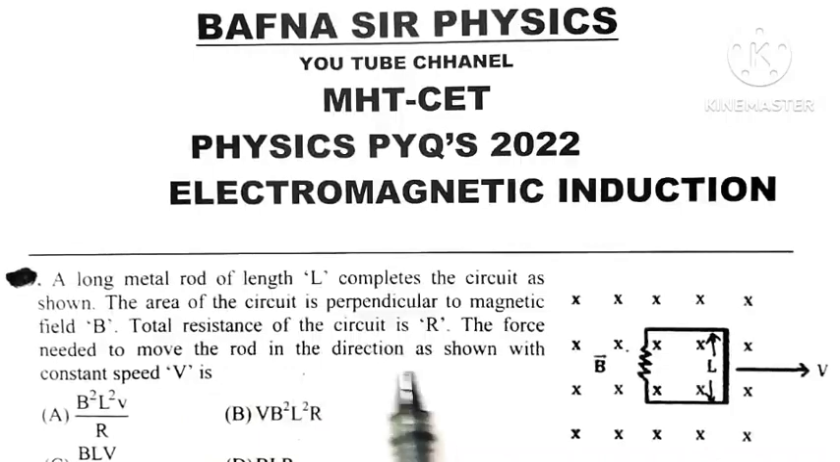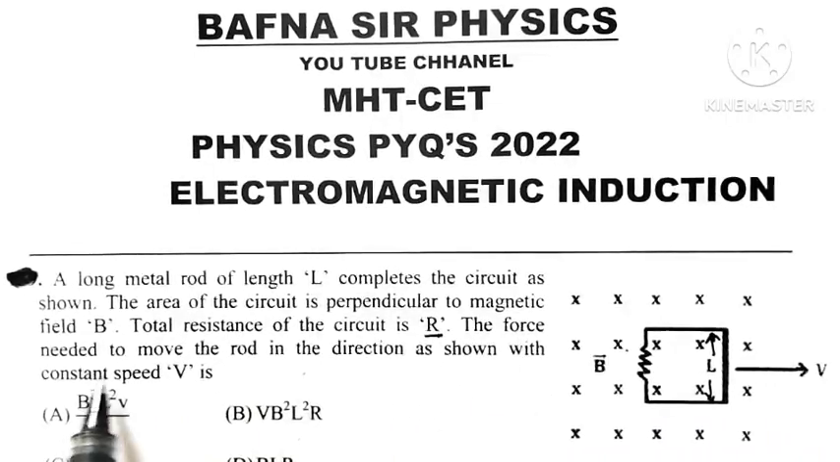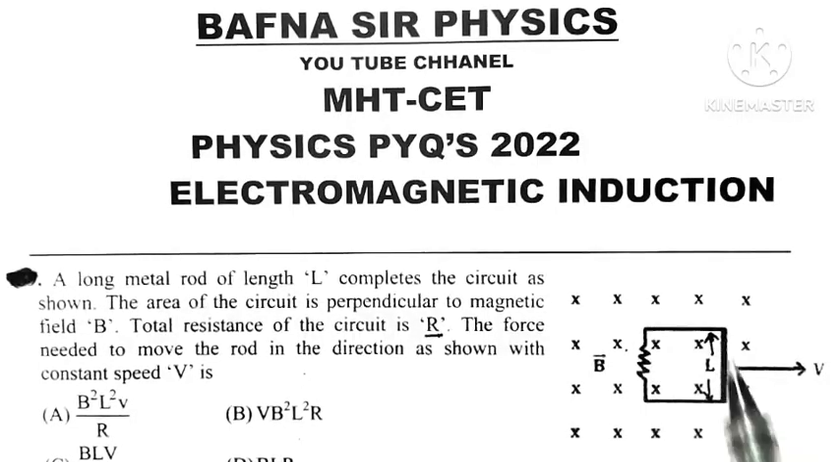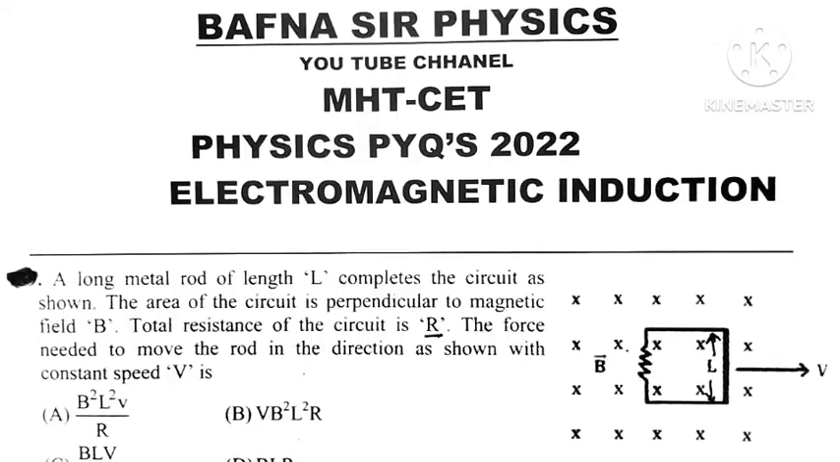Now the total resistance of the circuit is R. Then the force needed to move the rod in the direction shown in the figure with constant speed V. So we want to calculate what is the amount of force that must be applied to this rod so that it can be moved with a constant speed V.